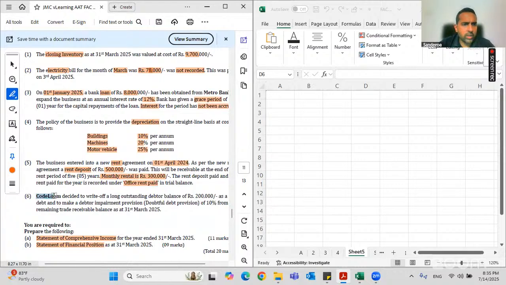Code Loan decided to write off a long outstanding debtor, 200, as a bad debt, and to make a debtor impairment, doubtful debt provision of 10% from the remaining trade debtor. Okay, those are the requirements. We'll start.